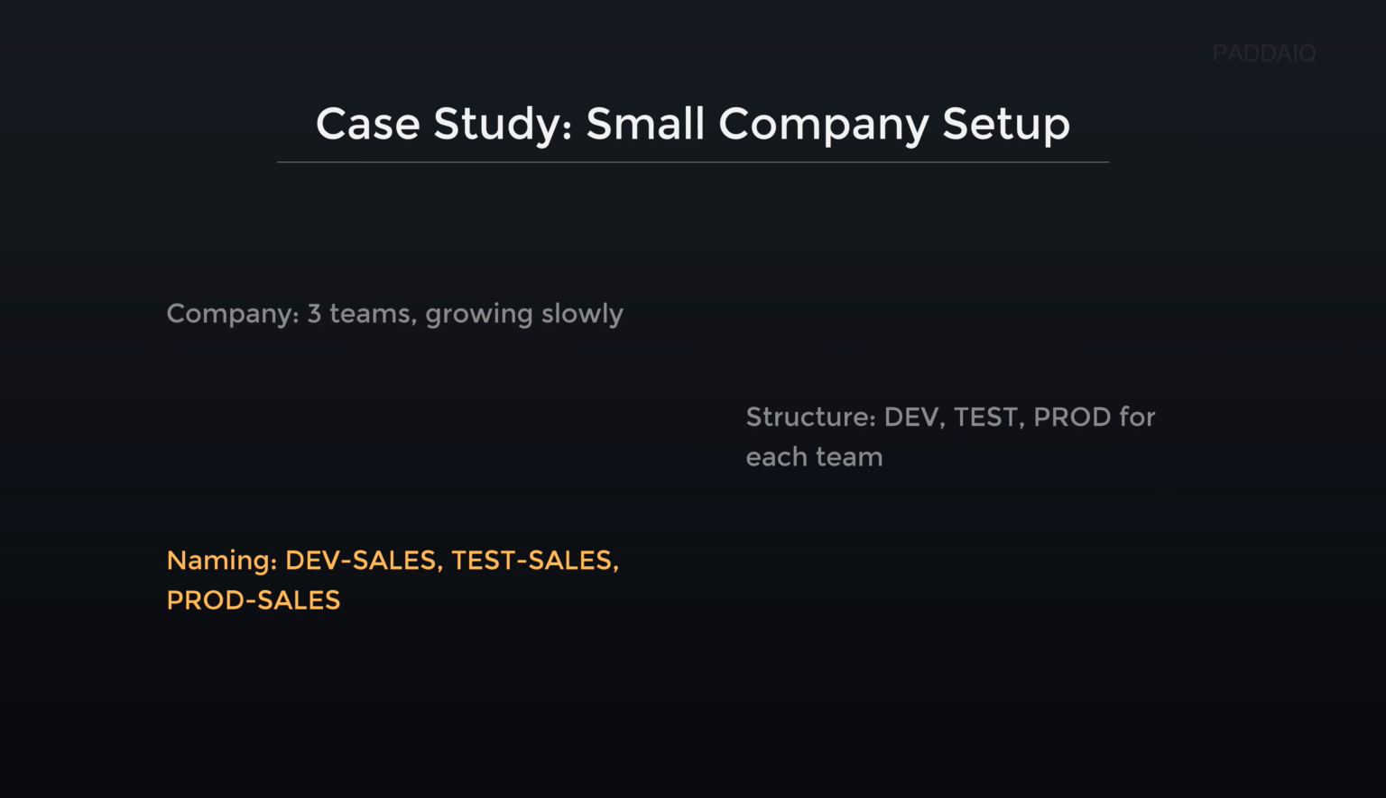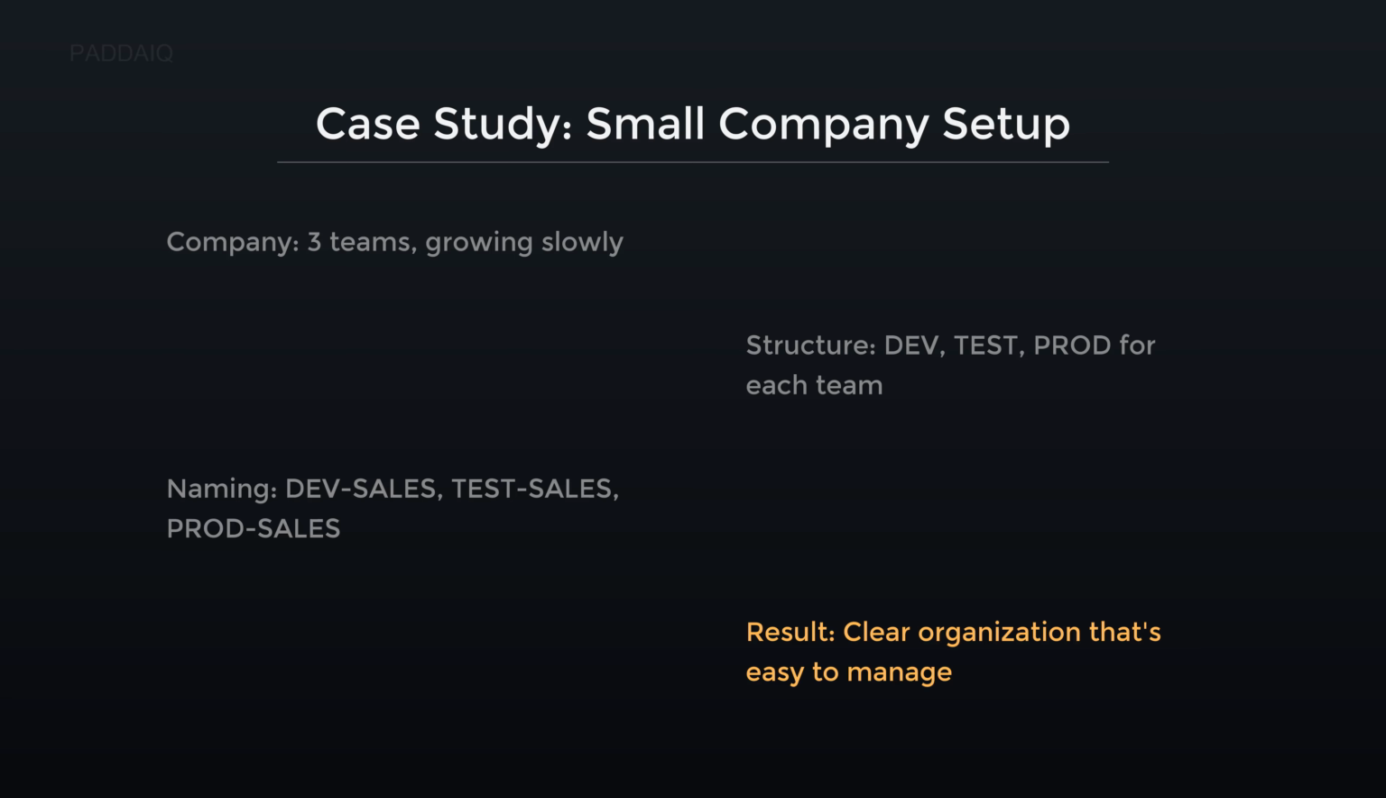Naming: dev sales, test sales, prod sales. This is a clear naming convention for 3 separate environments. For instance, a developer builds a new feature in dev sales, validates it in test sales, and then the stable version runs in prod sales for customers. Consistent naming prevents confusion across the development lifecycle.